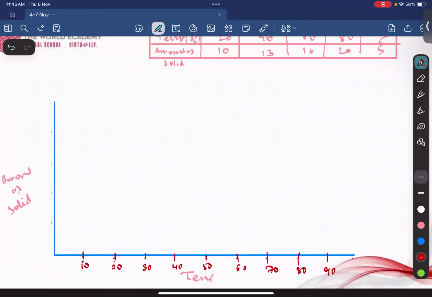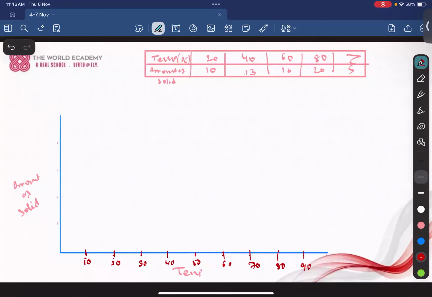And here it is starting from 10 to 20. So how many points we got till yet? 1, 2, 3, 4. So we will keep this 5, 10, 15, 20. Any problem? Now, they are saying the amount of solid is 10. So the first one is 10 and this one is 20. So we will see this is 10, this is 20. So this is our point.